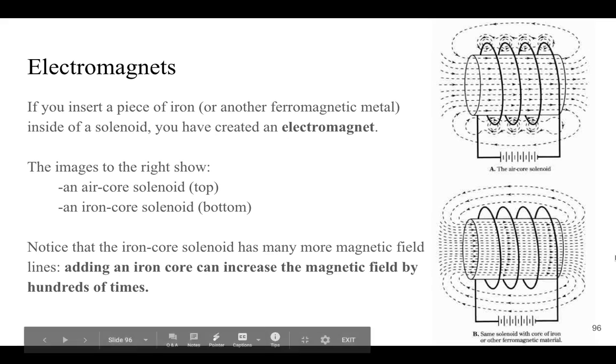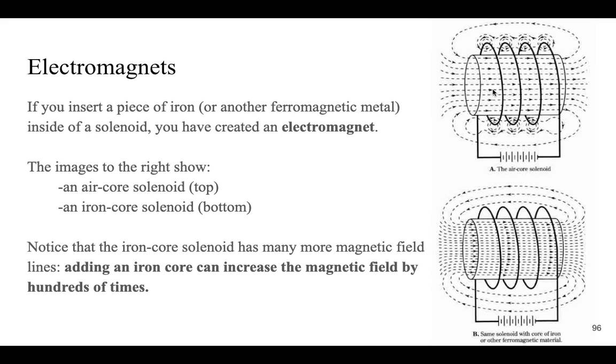So in these two images, they're kind of busy images, there's a lot going on. The top one is just a solenoid, which we're going to say has an air core, meaning the only thing inside the solenoid is just air. I know it definitely looks like there's something here, but there's really not. So this is just an air core. The bottom one is going to be an iron core.